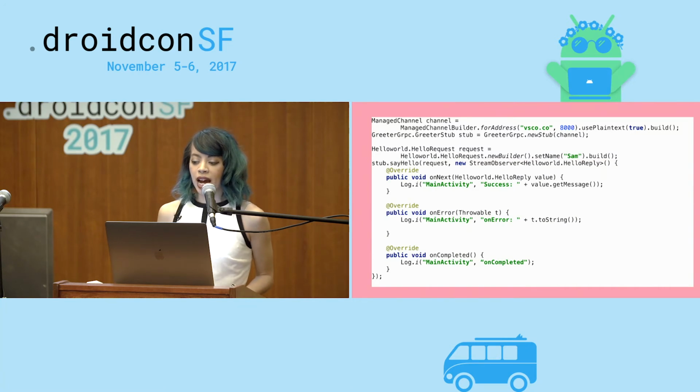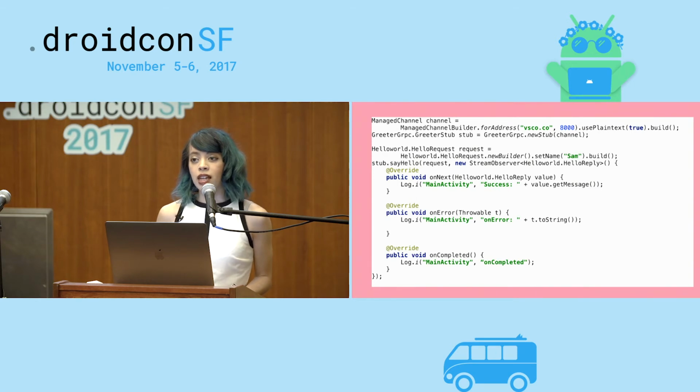And now this is the part where we actually make the API call. So you can see we're using the stub to call say hello. We're passing in the request, and we're also passing in a stream observer. In this case, there are going to be 3 callbacks. One is onNext, that indicates a success. Then there's onError, which indicates an error. And then onCompleted, which indicates that it has completed regardless of success or failure.